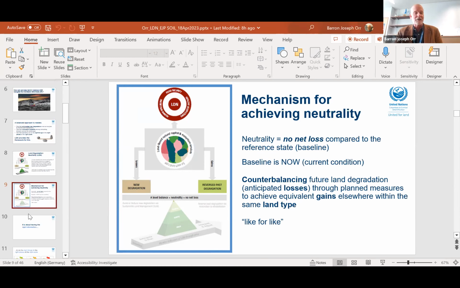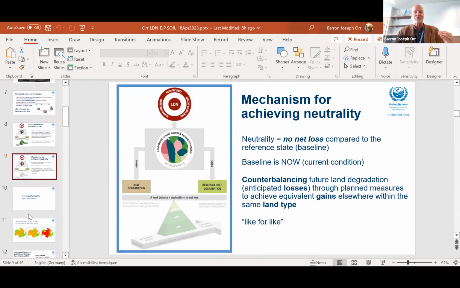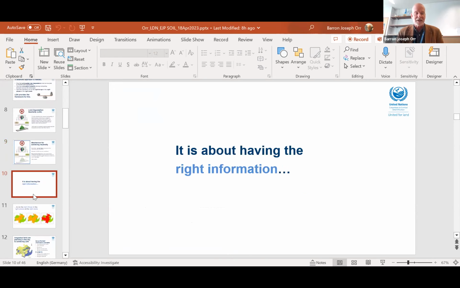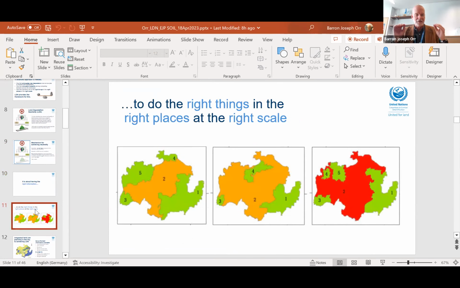So counterbalancing is a fair term. It's an accounting process rather than a choice in the mix. But it means, and this is where this group is really important, that we have to have the right information. And it's not just the right information, but it's applying that so that we can do the right things in the right places at the right scale. That's the simple way to define land degradation neutrality.